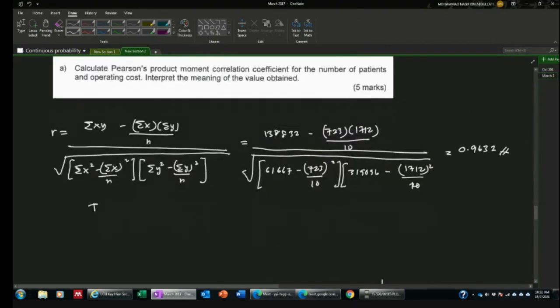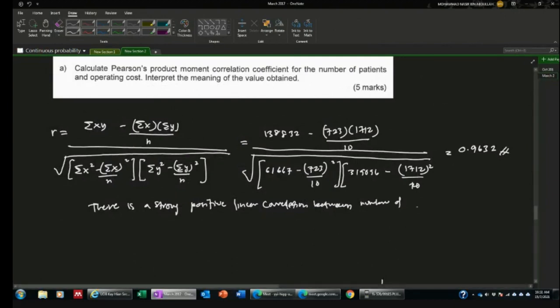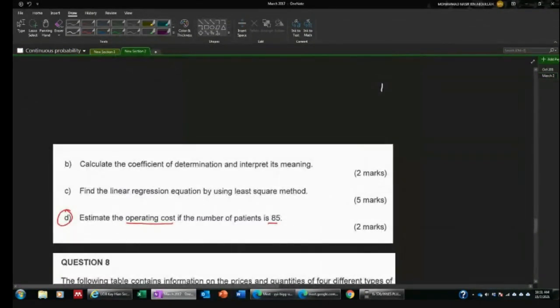So we can interpret the value. There is a strong positive linear correlation between the number of patients and operating costs. So we use the term linear correlation. Five marks, very simple to obtain.